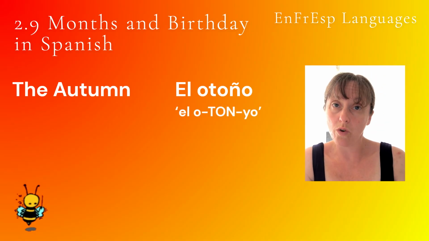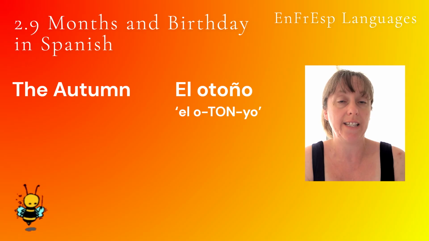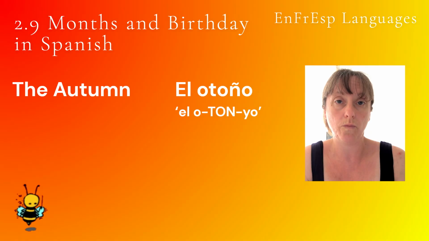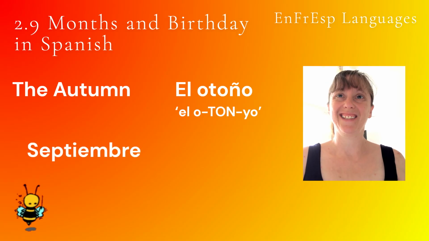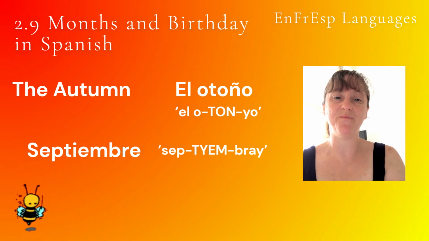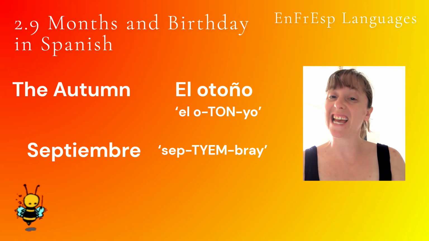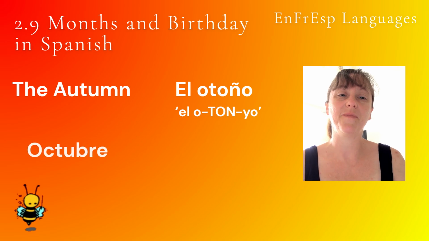The autumn is El otoño. El otoño. The N has a virgulilla over it, which adds a y sound after the N. Repeat after me. Otoño. El otoño includes Septiembre. Pronounced septiembre. Repeat after me. Septiembre. That's September.